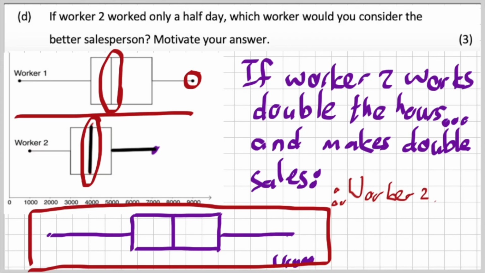Ladies and gentlemen, please tune into my next video, which is going to be box and whiskers, but also with ogives in, because ogives are definitely going to be in your exams coming up.